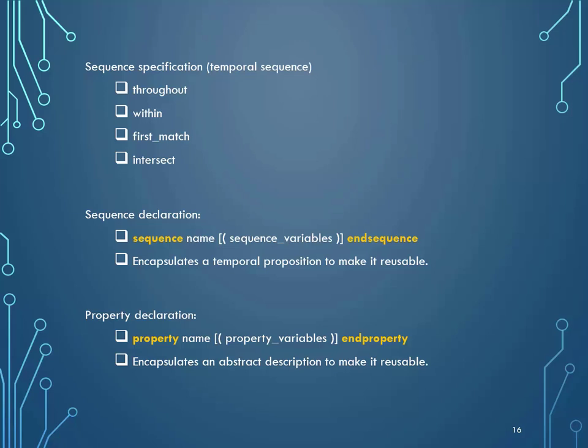So, very quick, sequence declaration. We just have sequence keyword, we have to give a name, and then the sequence variables in between with the end sequence. Sequences, again, encapsulates a temporal preposition to make it reusable for the design. The same goes for property that encapsulates behavior.